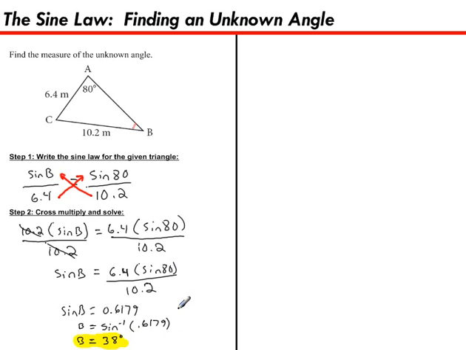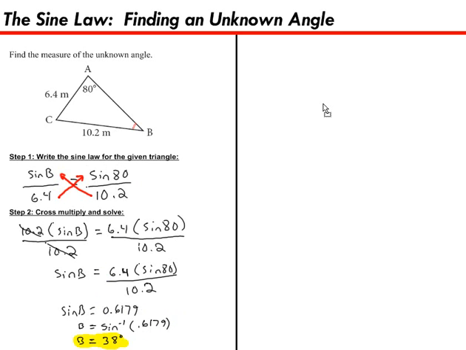So just remember, the first thing you need to do is set up your two ratios with an equal sign in between. There are a matching angle and side length for both. Then we cross multiply, and then it's just a matter of doing some math to isolate for sine B. Then we'll use our inverse sine button on our calculator to solve for the unknown angle.